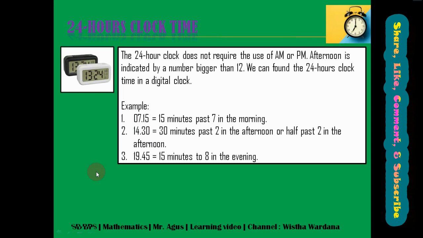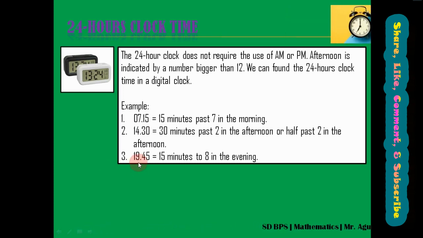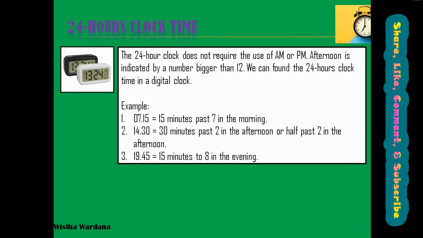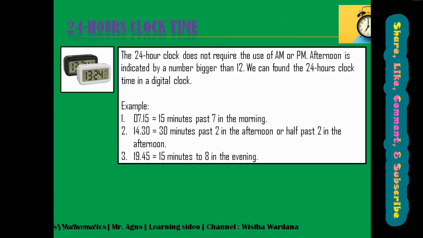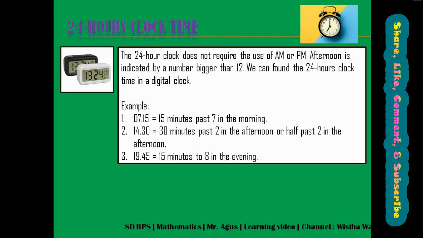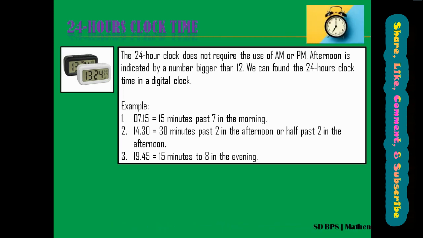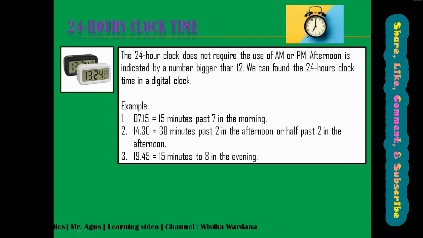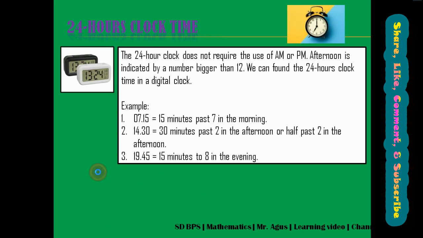And the third example, 19:45. Like I told you in the previous slide, if the minute hand is greater than 30 minutes, like 45, you can use "to". So to read this time, you can say 15 minutes to 8 in the evening. Do you understand? Let's continue.